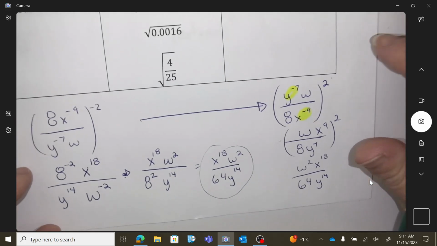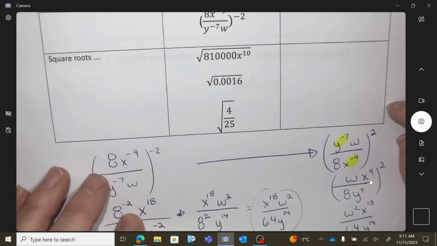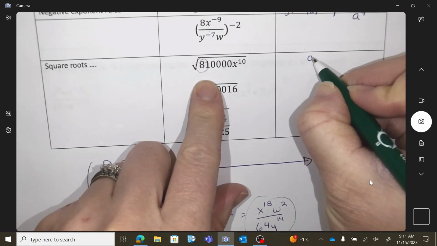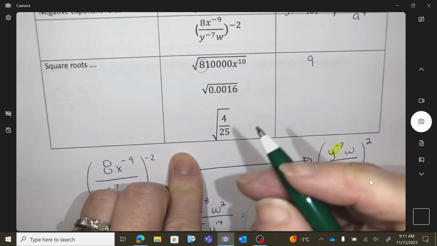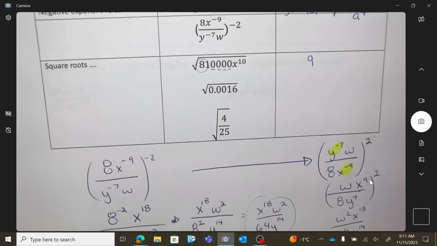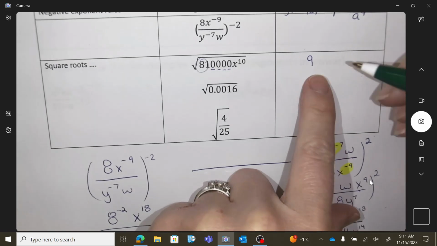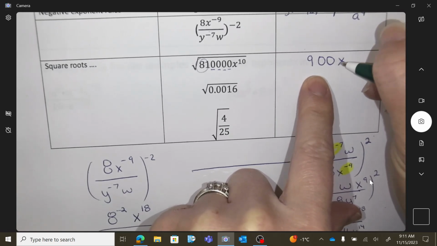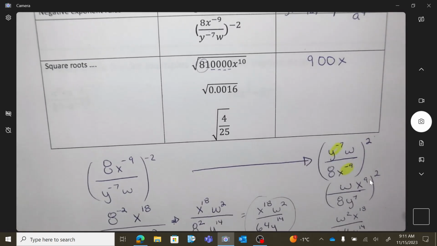Okay, square roots. So this rule would be, well, what's the square root of 81? 9. And then you count the zeros. So there were 4 zeros behind it, so this will have 2 zeros. And then x to the what? So I'm thinking x to the what will make an x10? x5 times an x5 would add to 10.